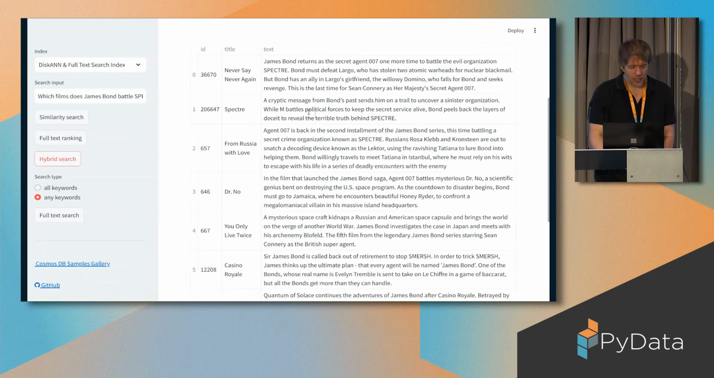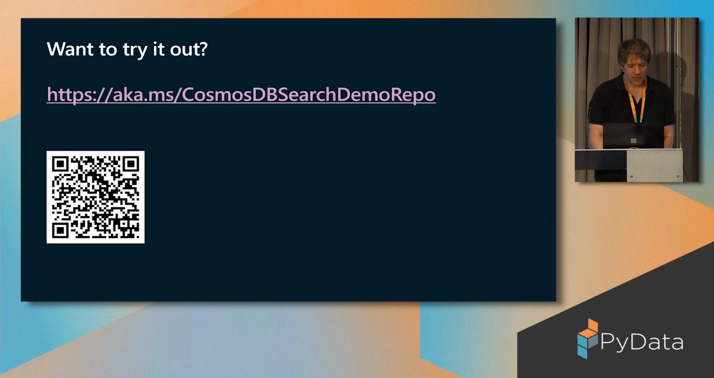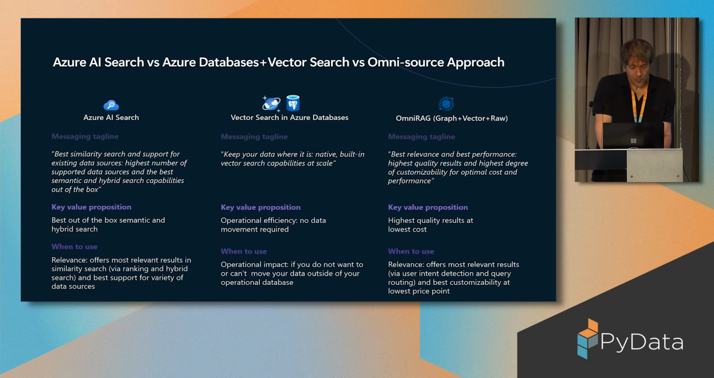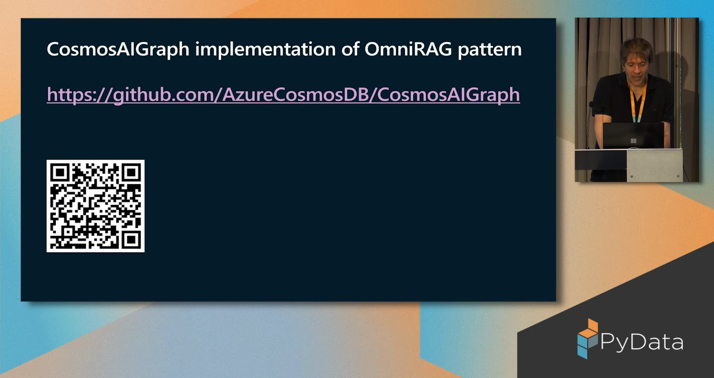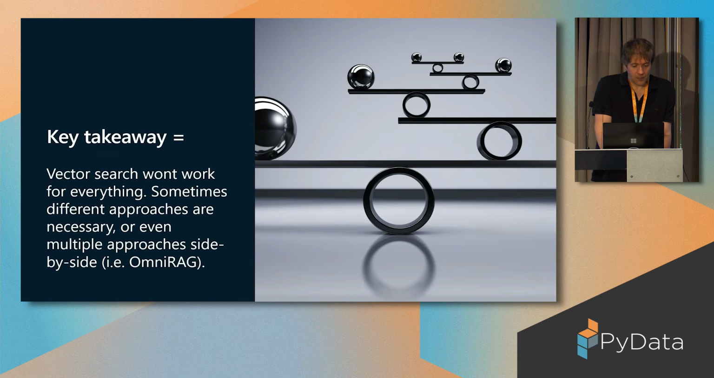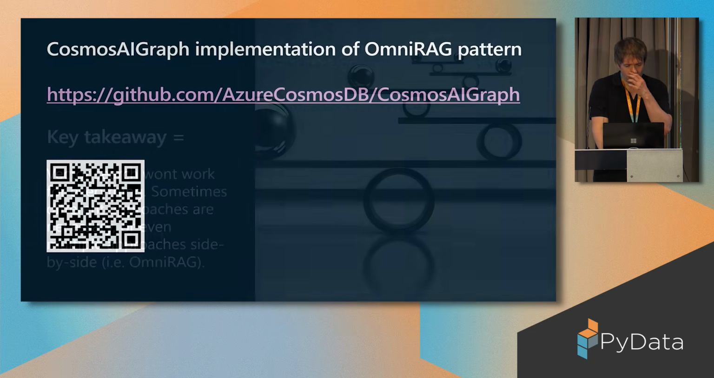Yes, it did. So the point being made here, if you want to try that app out, it's just this Streamlit Python app that connects to Cosmos DB and does all the various different searches that it supports. Ultimately, the takeaway here is vector search won't work for everything. So sometimes different approaches are necessary, or even multiple approaches side by side.